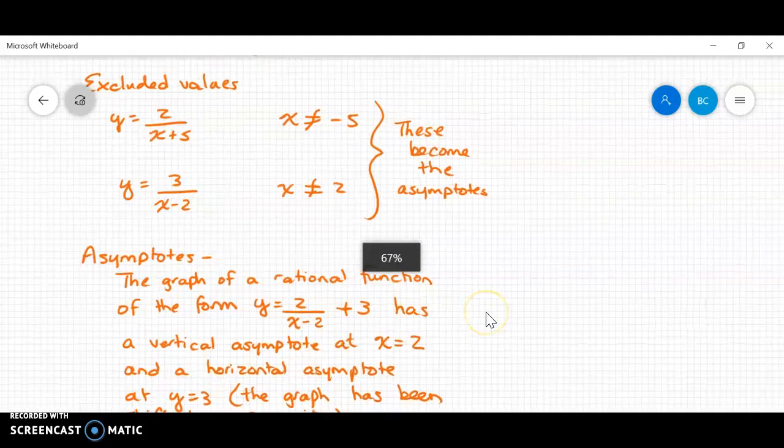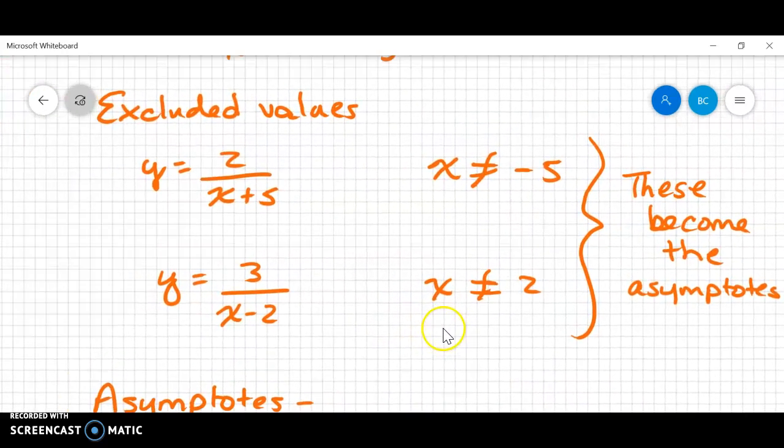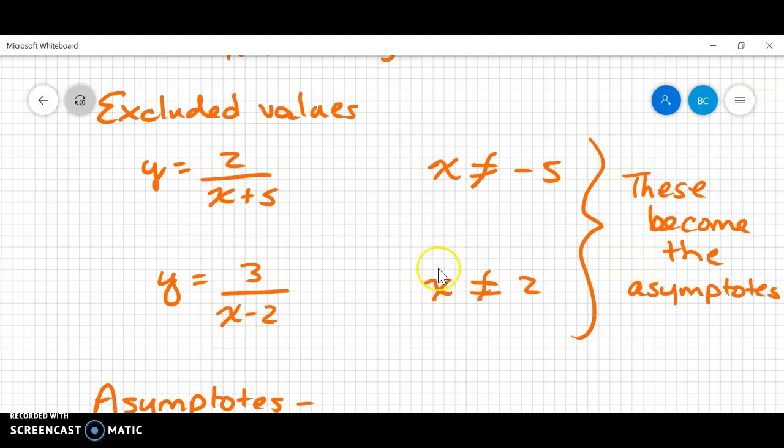When we're looking at excluded values, I'm going to make this just a little bit bigger. Examples of this are if I have a function where I have x plus 5 in the denominator. Again, I know that that cannot equal 0. And if x is negative 5, it would make that 0. So x can't be negative 5. In this case, x can't be 2. So if a problem were to ask you to identify the excluded values, you would say x equals negative 5 and x equals 2. Those are the values that are excluded. And those become the asymptotes when we start to graph.